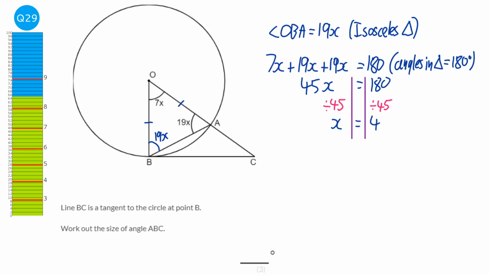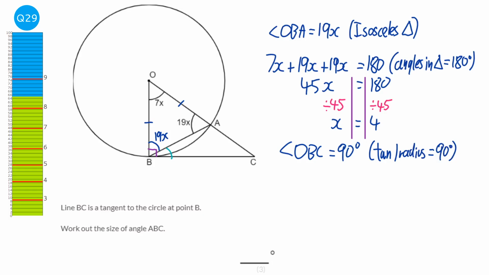Now, we're looking for this angle here. That's angle ABC. Now, there's a few different ways we could do this. We could work out what this angle is, because it's a big triangle, etc., etc. Or we can use the fact that we've got a tangent touching a radius. So we know that this angle here is 90 degrees. So we can write that down. So angle OBC equals 90 degrees, because it's the angle between a tangent and a radius. Again, make sure you write all the reasons in full.